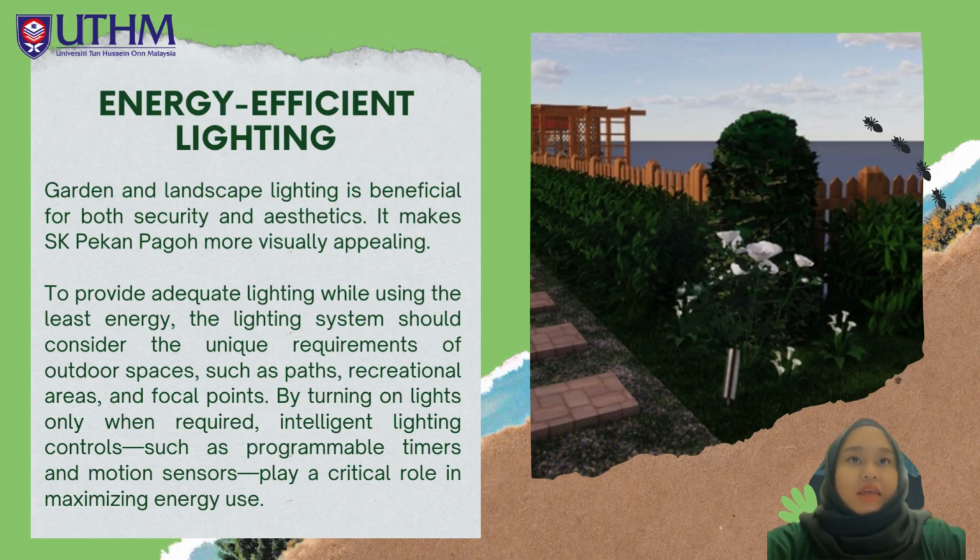Energy efficient lighting. Garden and landscape lighting is beneficial for both security and aesthetics. It makes the school at Pekan Pagoh more visually appealing. To provide adequate lighting while using the least energy, the lighting system should consider the unique requirements of outdoor spaces such as parks, recreational areas, and focal points. By turning on lights only when required, intelligent lighting controls such as programmable timers and motion sensors play a critical role in maximizing energy use.